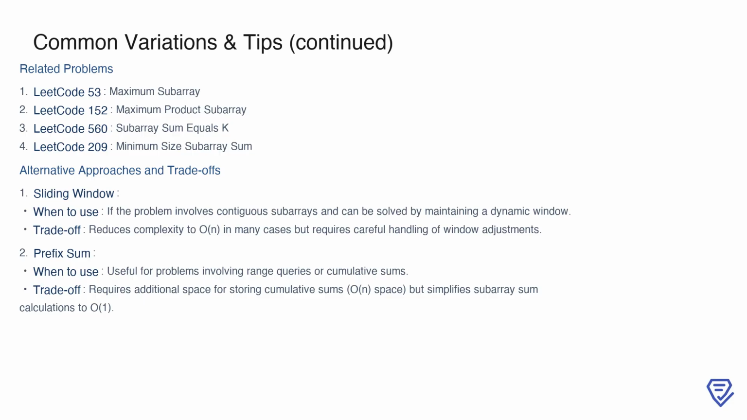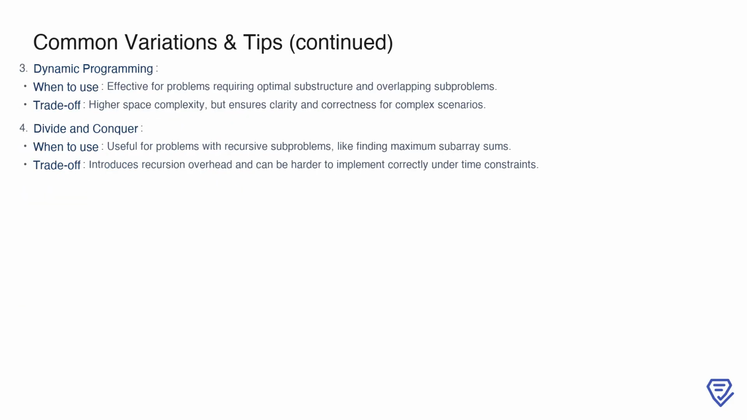Dynamic programming is another powerful approach for solving problems like this, especially when the problem exhibits optimal substructure and overlapping subproblems. While it often involves higher space complexity, it provides clarity and ensures correctness, making it a reliable choice for more complex scenarios. Finally, the divide and conquer technique can be useful for problems that can be broken into smaller recursive subproblems, such as finding maximum subarray sums.